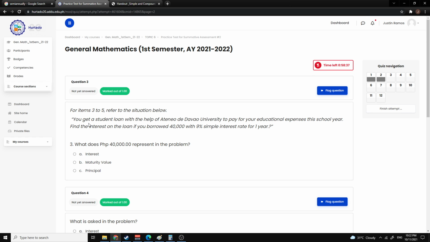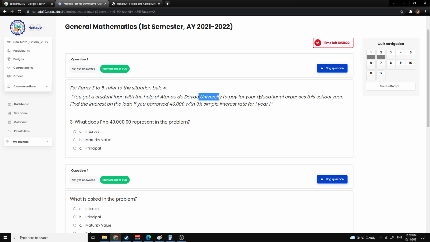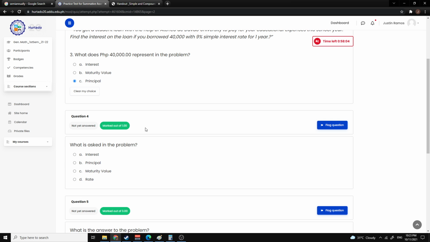Okay, so you got a student loan with the help of Ateneo de Davao University to pay for your educational expenses for the school year. Find the interest on the loan if you borrowed 40,000 with 9% simple interest rate for 1 year. So 40,000 is our principal value. Now 9% is our interest rate and 1 year is our time value. So what does 40,000 represent here? It represents our principal.